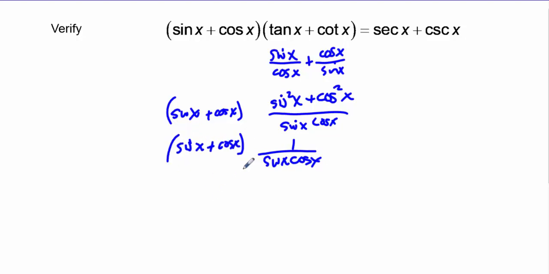Now notice what I'm going to do. When I distribute this, notice what happens. I have a 1 over cosine, and I have a 1 over sine, which just so happens to be secant plus cosecant.